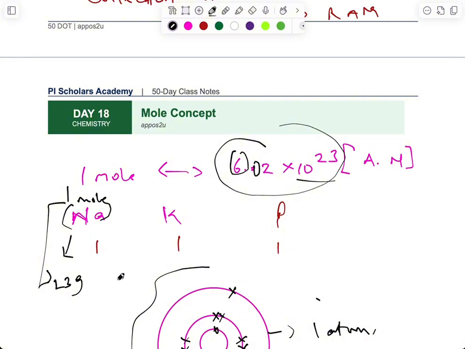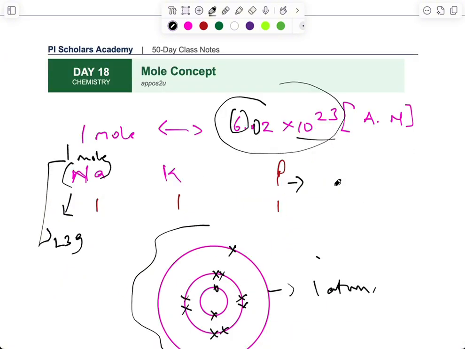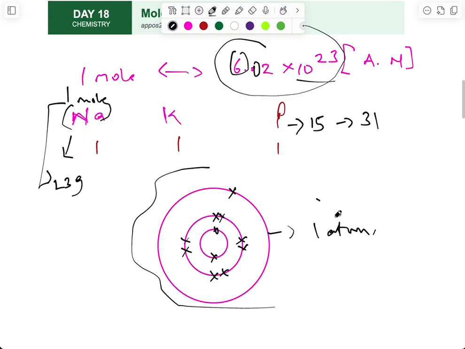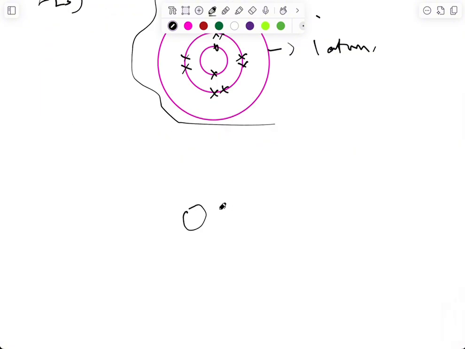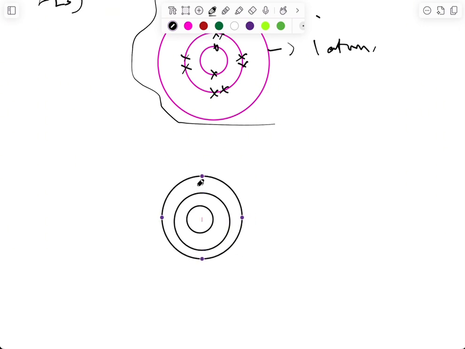and that weight is 23 grams. Now, for phosphorus, the atomic number of phosphorus is 15, and its mass number is 31. So look at this now. If you draw phosphorus, we have this 1, 2, and we have 3, so we have the third shell. In the inner shell we have 1, 2, 3, 4, 5, 6, 7, 8, 9, 10, 11, 12, 13, 14, 15.